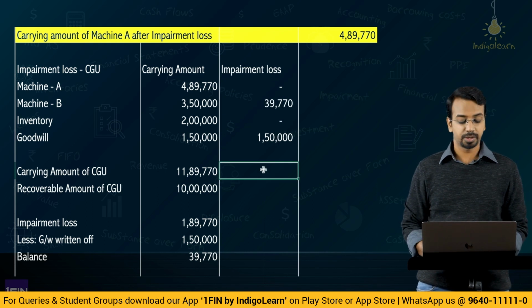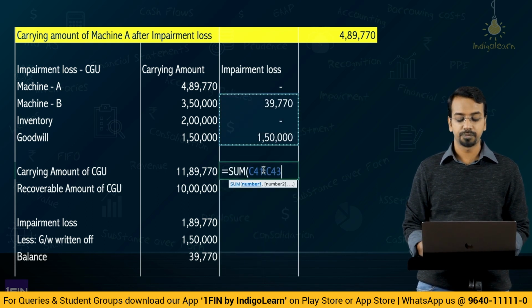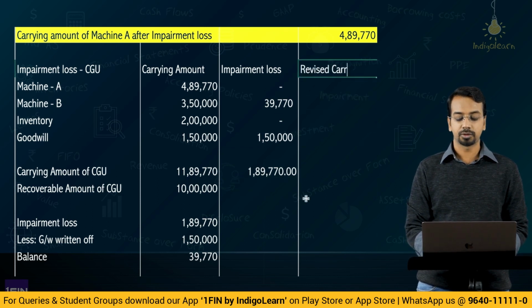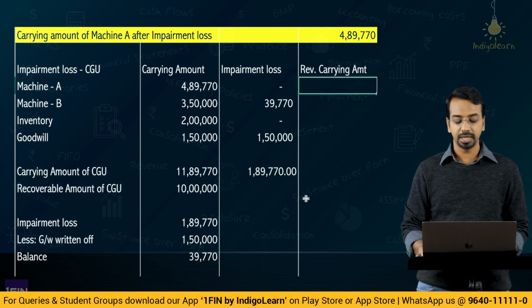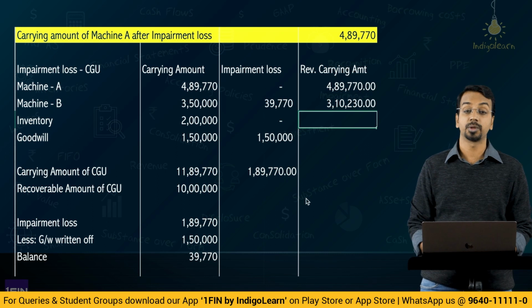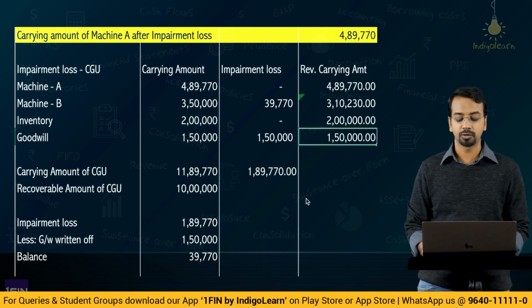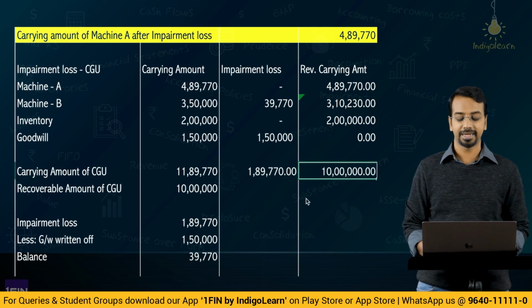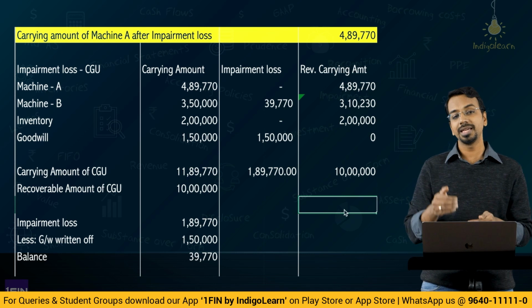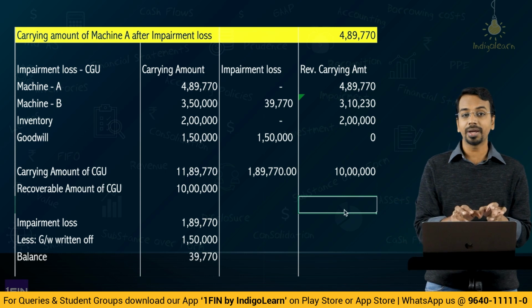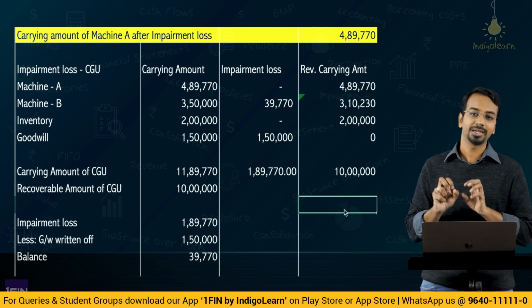So after charging this impairment, the total impairment loss, if you see for the CGU, is 1,89,770 and revised carrying amount will be 489,770 for machine A, 350 minus 39,770 for machine B. Inventory will be at 2 lakhs and goodwill will be at 0, and the carrying amount of the CGU will be 10 lakhs. Right. Now, based on these revised carrying amounts, we will calculate the depreciation for 18-19 and we will compare that with the recoverable amount and see what is to be done.